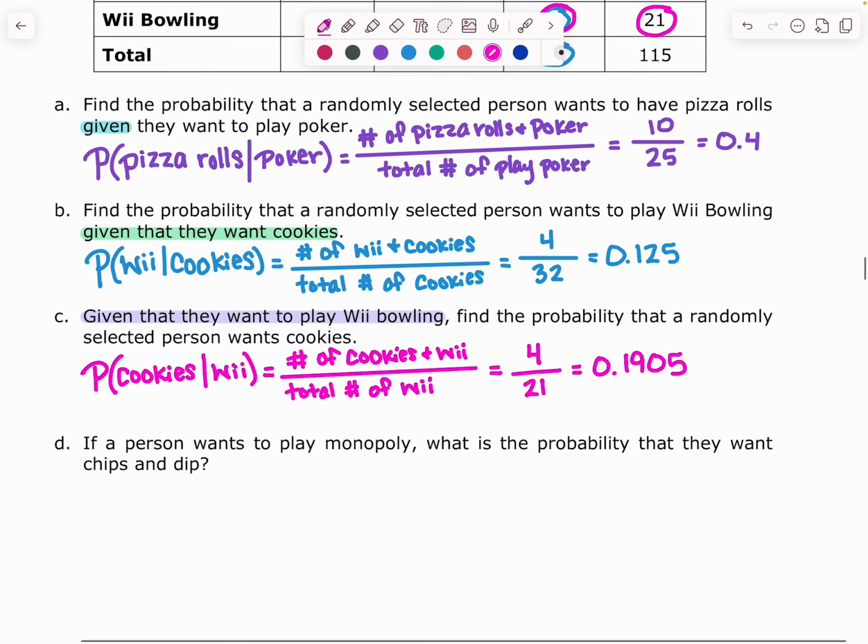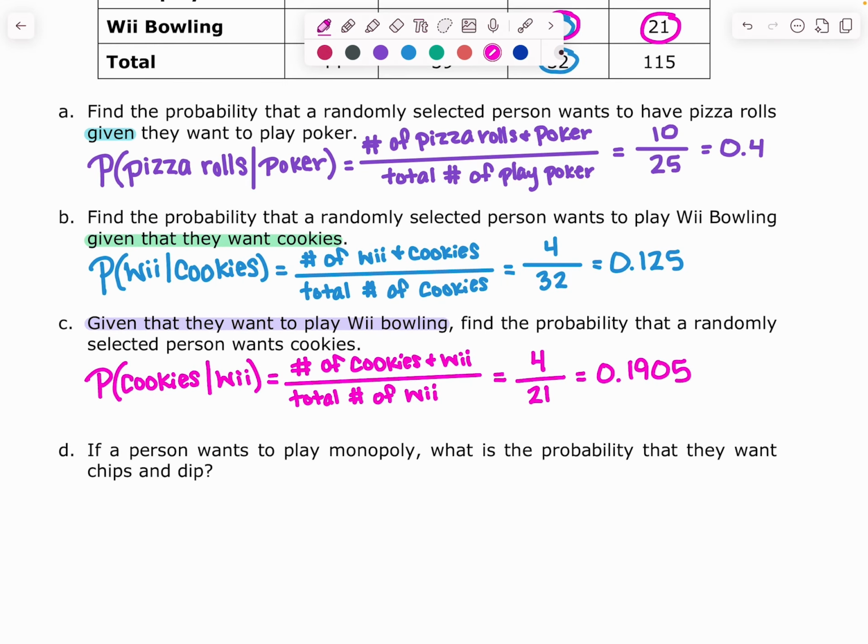And then the last example I have with this table says, if a person wants to play Monopoly, what is the probability that they want chips and dip? So this one doesn't have the word given. However, it does lead with if a person wants to play Monopoly, and that is our given statement. We're starting with the assumption that a person wants to play Monopoly. What is the probability that they want chips and dip?